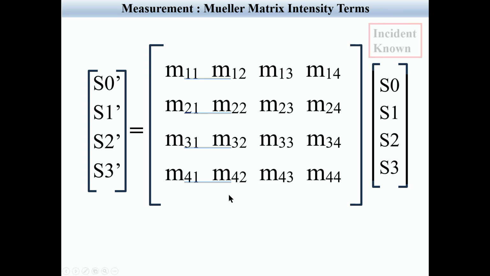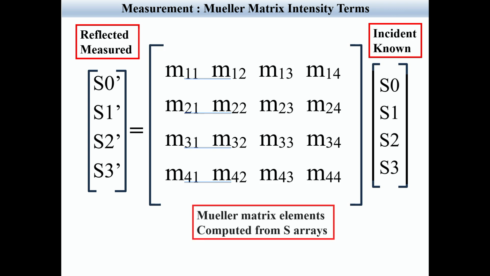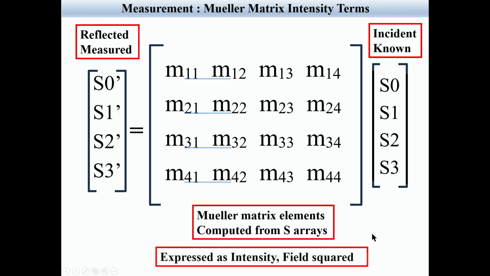Now, once you have the incident intensity, which presumably you set as the experimenter, it does the reflecting, and then you can see what the intensity is in the reflection. You can derive the values from those two. You can derive these values of 16 Mueller matrix components, which contain information related to the reflecting surface. Okay.